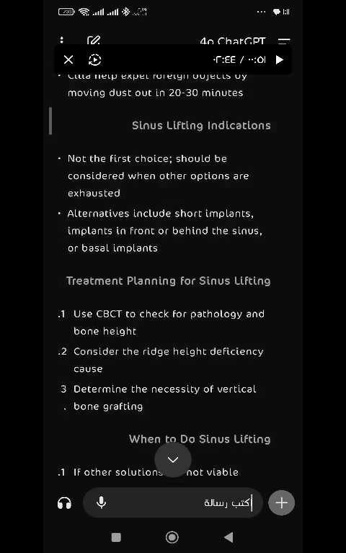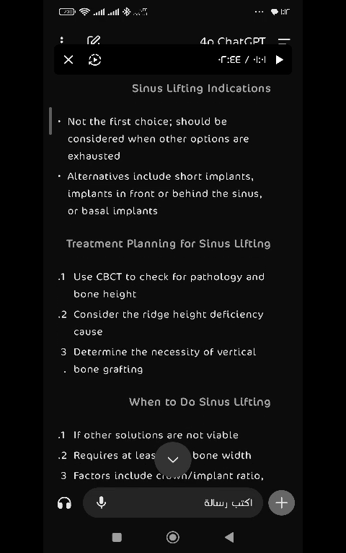Sinus lifting indications: it is not the first choice and should be considered when other options are exhausted. Alternatives include short implants, implants in front of or behind the sinus, or basal implants.